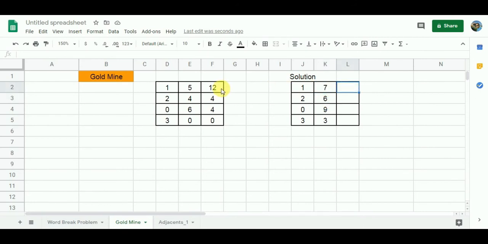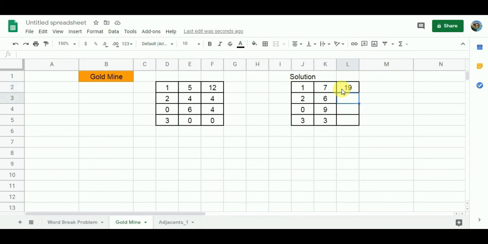If we enter from this cell, it is going to give me 12 plus 7, so it is going to give me 19. Now if we enter from this cell to this cell, it is going to give me 12 plus 6, that is 18. Now 18 is not greater than 19, so 19 stays here.